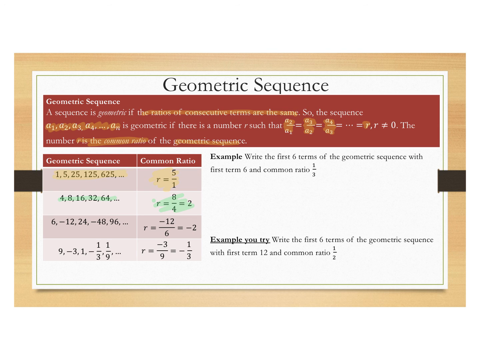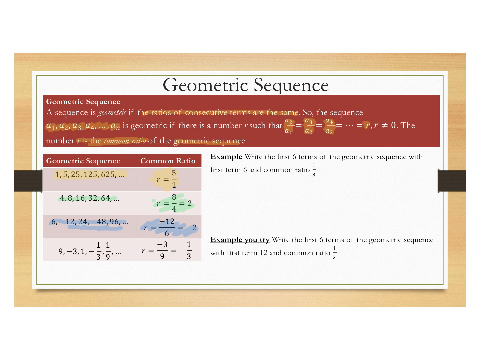If we look at the next one, it is an alternating sign sequence, but we know negative 12 divided by 6 is negative 2. 24 divided by negative 12 is negative 2. Negative 48 divided by 24 is negative 2, and 96 divided by negative 48 is negative 2. So the common ratio for that one is negative 2.